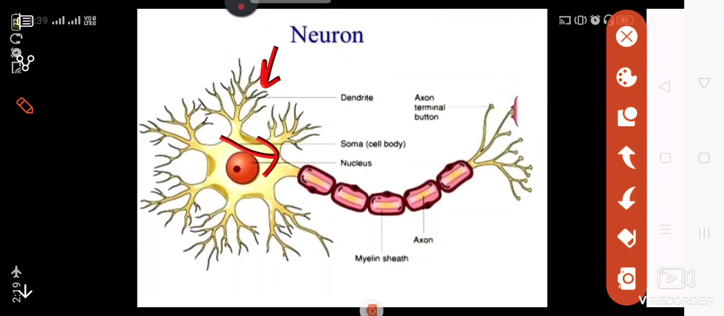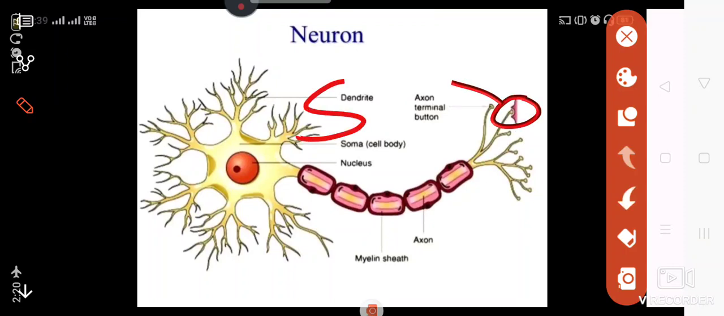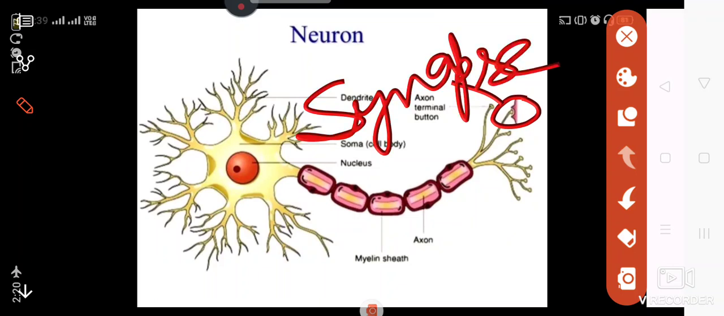Some more structures. Axon terminals are the terminals which are found attached to the dendrite parts of the other neurons. There are gaps between them. This gap is known as the synapse. Through this gap, the chemical transmitters, or neurotransmitters, travel. They jump from here to here, and carry the impulse to the other neurons.